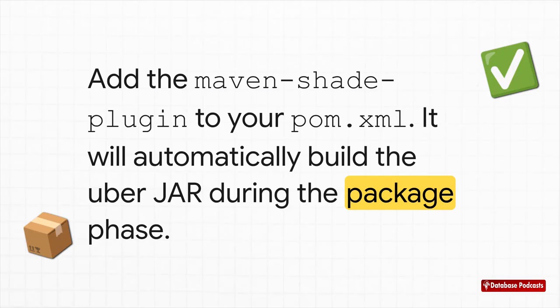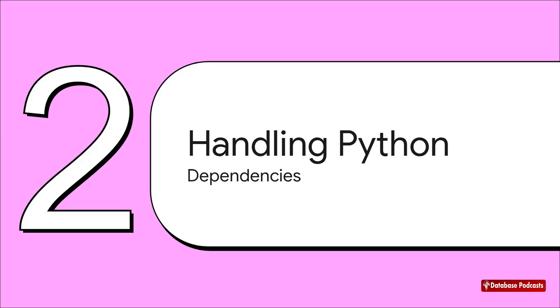And just to focus on Maven for a second, it's really as simple as adding the Maven Shade plugin to your project's configuration file, the pom.xml. Once you've done that, every time you build your project with the standard mvn package command, it will automatically spit out that beautiful Uber jar, all ready to go. So, that's how the JVM world handles it, with these nice, self-contained files.